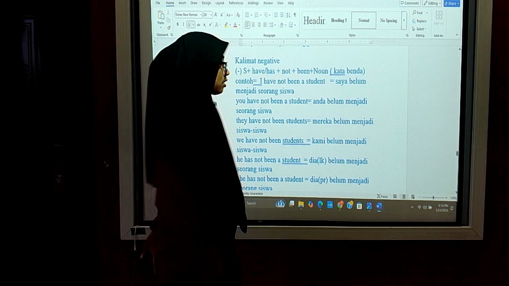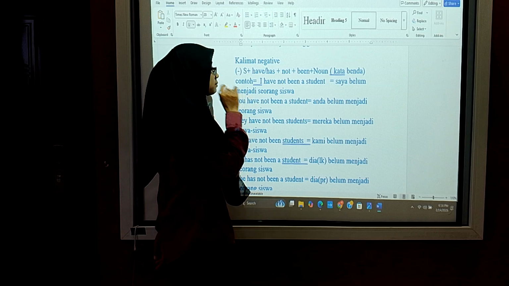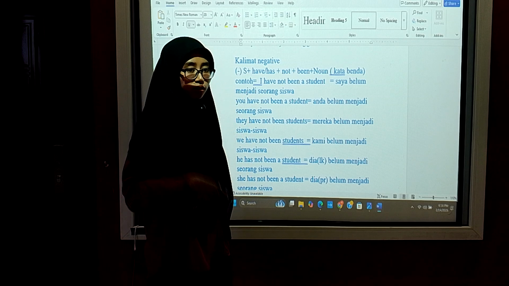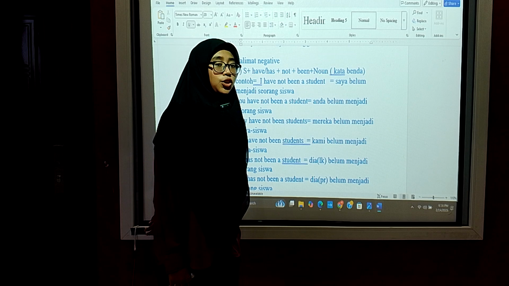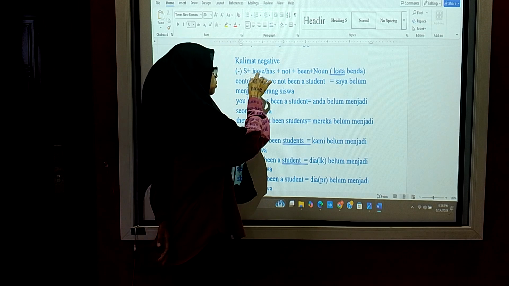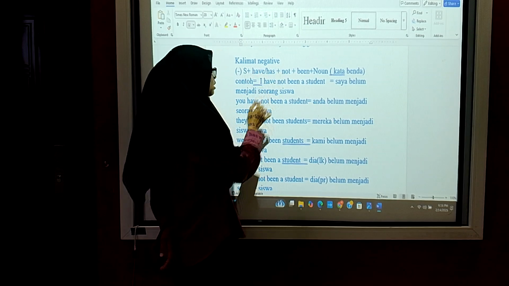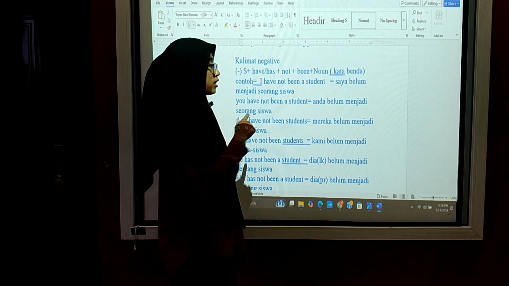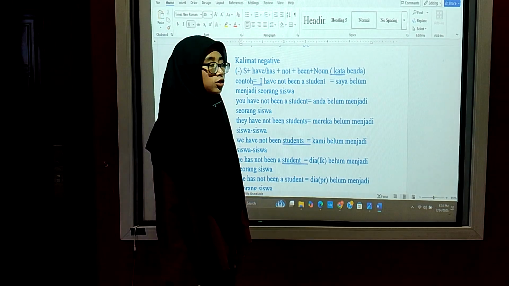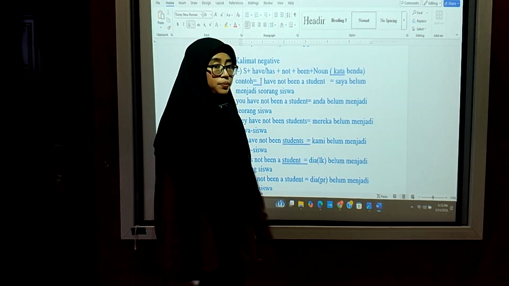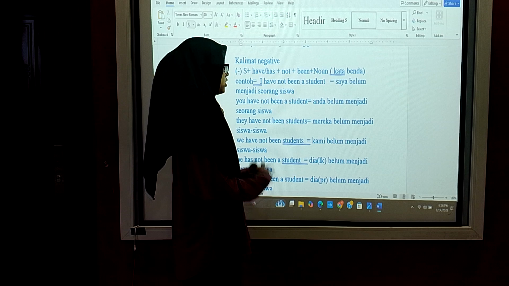And then I explain again, for kalimat negatif, there is a keyword. What is the keyword for negative one? They will answer, not. Look here, we have a formula again. So on kalimat negatif, you have to follow subject and has or have, and then we have to put not after has and have, followed by been and noun. Then I go to the example again.